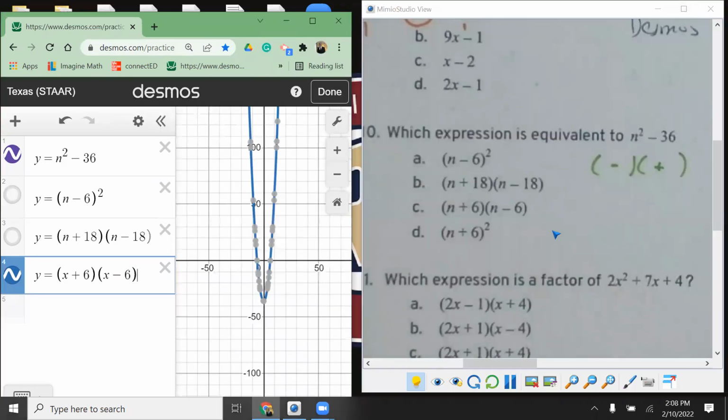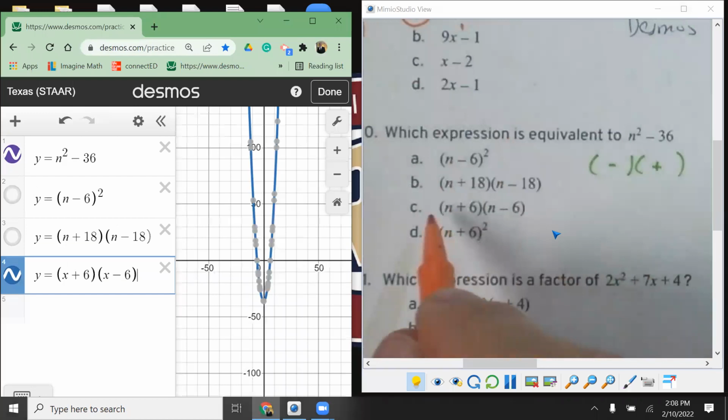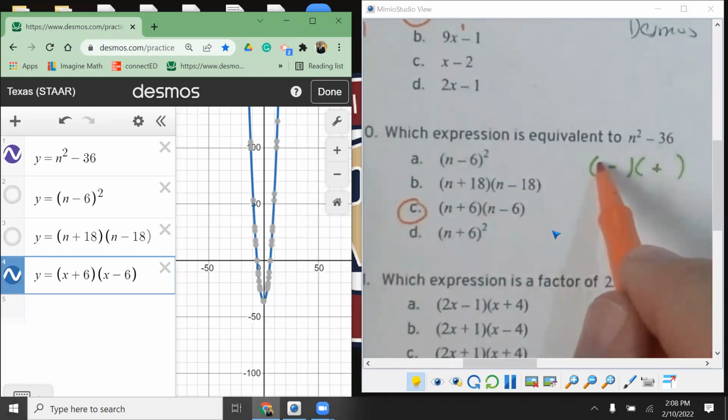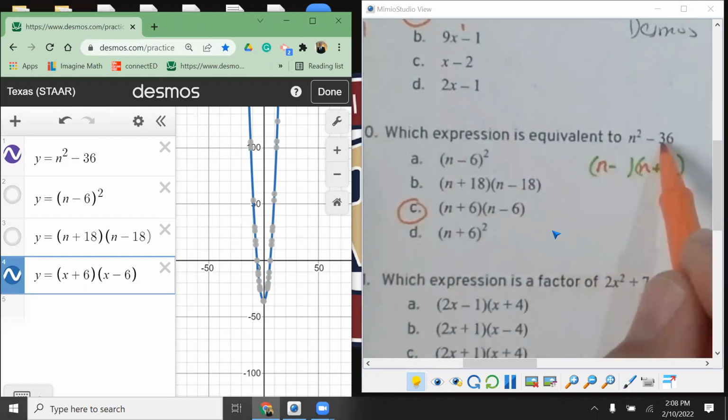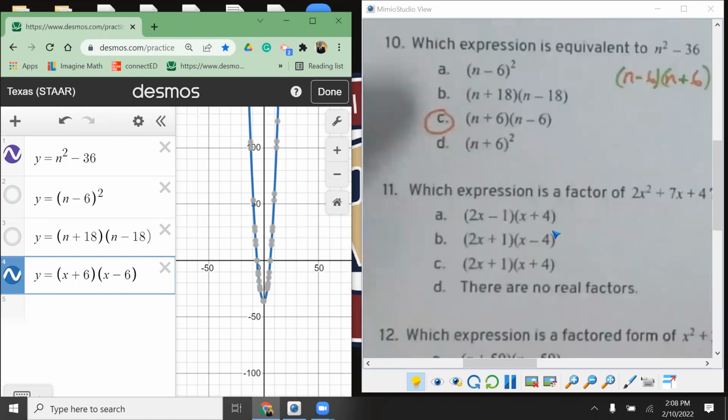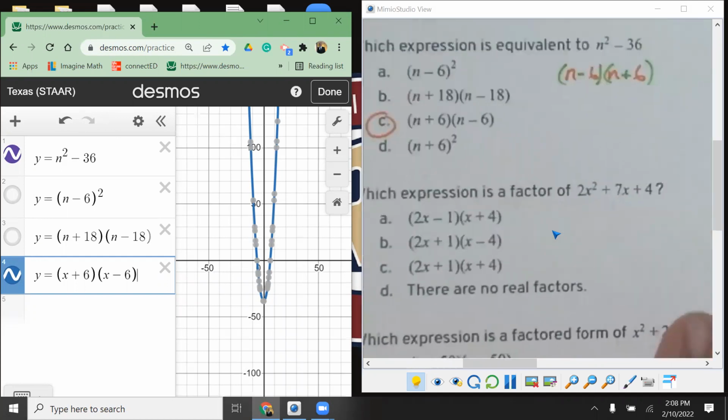So we know that this is our answer. And if you remember the game, remember what times what is n squared? It's n's. And what times what is 36? It's 6. So you should have n minus 6, n plus 6. All right, so then let's do the next one.